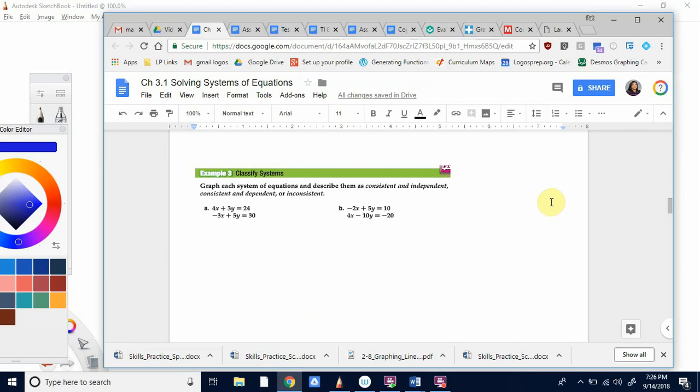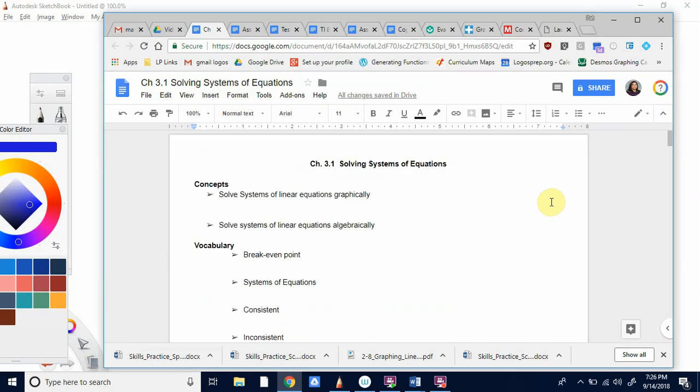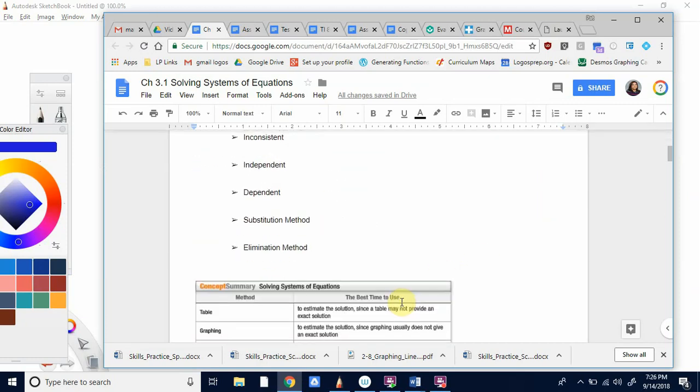Let's look at our next vocabulary. Our next vocabulary is the substitution method. That is just a method of solving systems algebraically by solving one of the equations for one variable and then substituting it into the other. So let's look at an example on how we would do that.